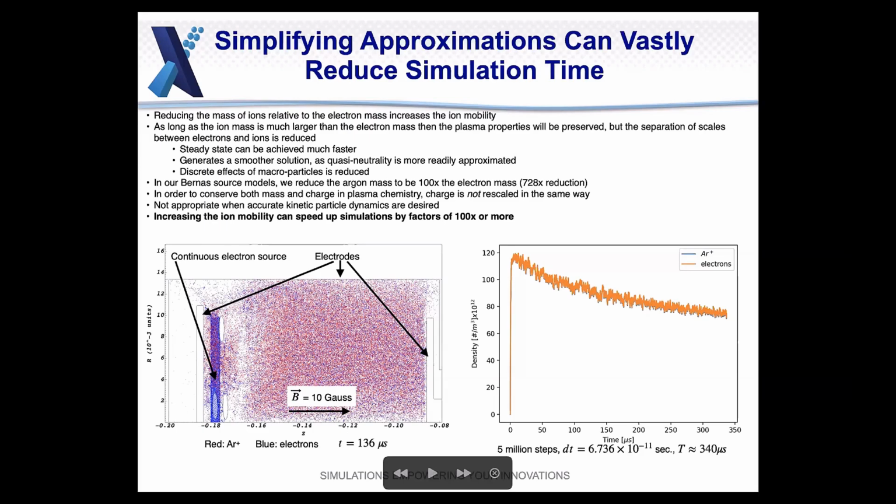And this is after 136 microseconds of simulation. I've run this out to about 340 microseconds. And this is a plot of the approximate density for the electrons and the argon ions, and they're right on top of each other. That's because the argon can move very quickly, since its mass is 730 times less than its actual mass in the simulation here, and so it can adjust a lot faster.